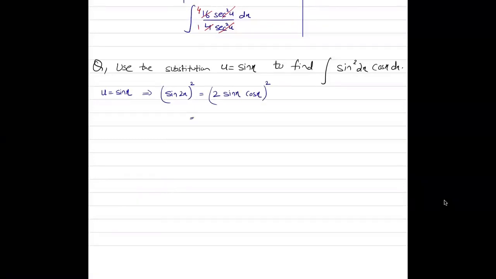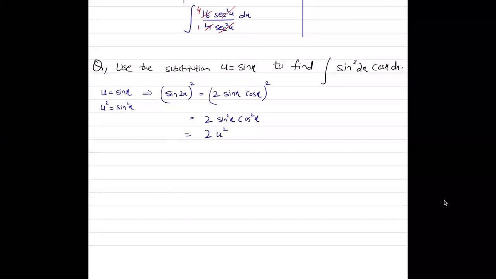So 2 sine squared x cos squared x. For sine squared x, I can replace u squared. u squared is going to be equal to sine squared x. But what about cos squared x? If I use the identity sine squared x plus cos squared x is identical to 1, and if I know that this is u, then what is cos squared x in terms of u? It's going to be 1 minus u squared.